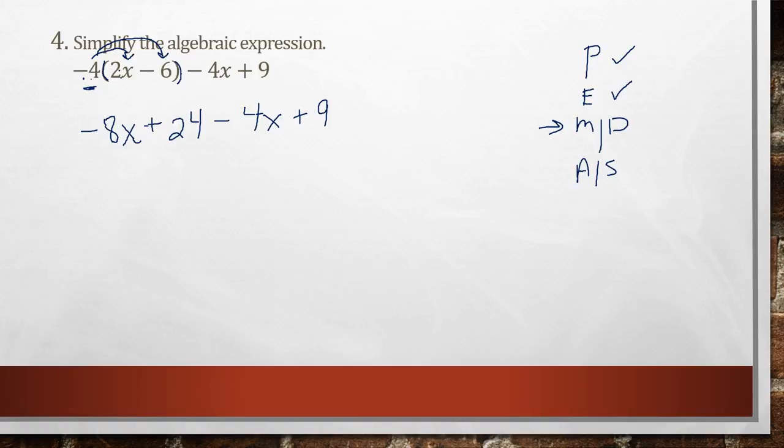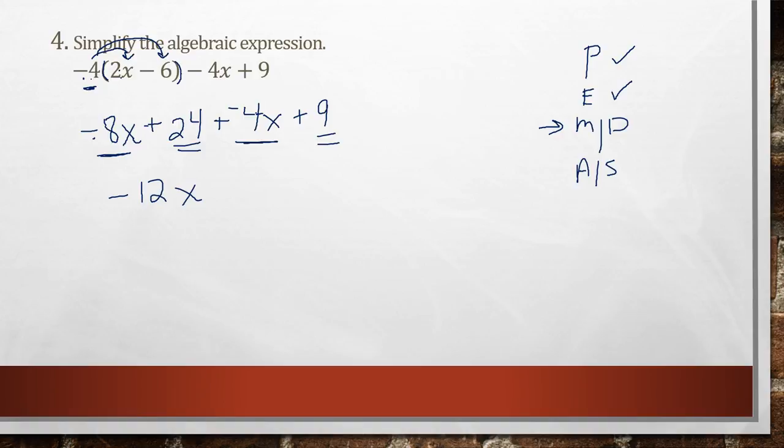So now let's go ahead and combine our like terms. I see that we have an x here and an x here as well. And those are like terms. So we're going to combine them. So we have a negative 8x plus negative 4x. So that gives us negative 12x. And then we also have left over the positive 24 and the positive 9.